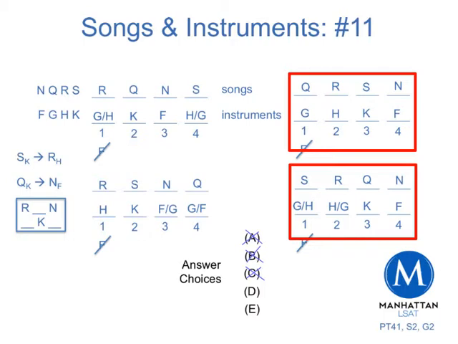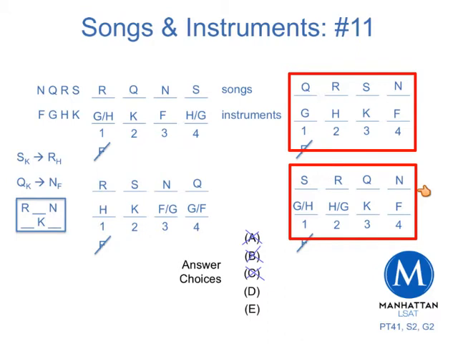Answer choices D and E are a little bit different though. Instead of placing specific songs or instruments in specific locations, answer choices D and E assign songs to instruments. So let's take a look. Answer choice D has N performed on the G. If we look in the top right frame here, N is not performed on G here. If we look at the bottom right frame here, N is not performed on the G here. Answer choice D is also not possible.